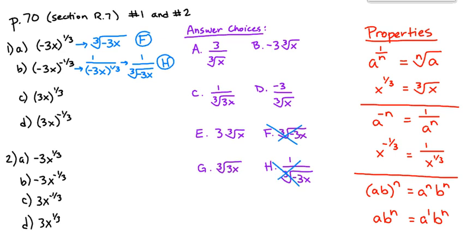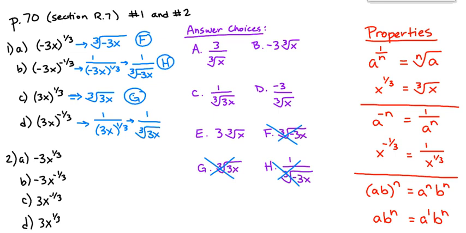Okay, part C. We don't have a negative exponent. All we need to do is change to a radical. We have the cube root of 3x. Let's look for that. That is G. Part D, we do have a negative exponent, so we need to use the reciprocal, 1 over 3x to the 1/3, and then change to a radical, 1 over the cube root of 3x. Look at our answer choices, and that is C.